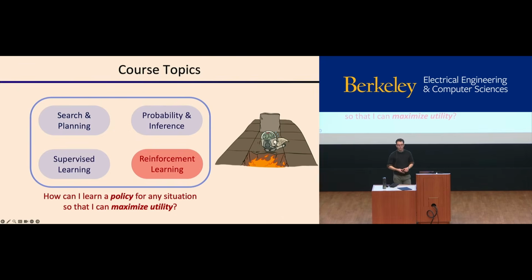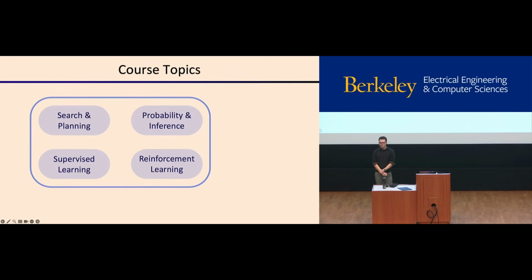And then finally, reinforcement learning. This is the question of how can I learn a policy for any situation? This is like a set of reactive behaviors. So whenever I find myself in the situation where I'm right next to the lava or the fire or whatever, I know what to do, and it's walk directly away from the fire. How can I develop a policy like that that maximizes utility? That's what reinforcement learning is about. So these are the four core pieces of this course.